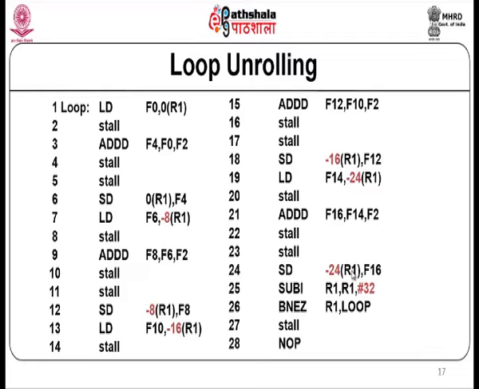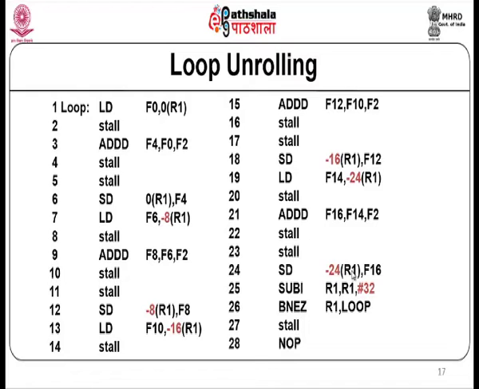Similarly, when you look at the add instruction also, the destination register of the add instruction is not the same. It is F4 in the first iteration, F8 in the second iteration, F12 in the third iteration, and F16 in the fourth iteration. Because we have replicated the loop 4 times, observe that we have removed all the loop maintenance code here, but at the end of the loop it may have to be executed. So, the loop maintenance code comes towards the end.